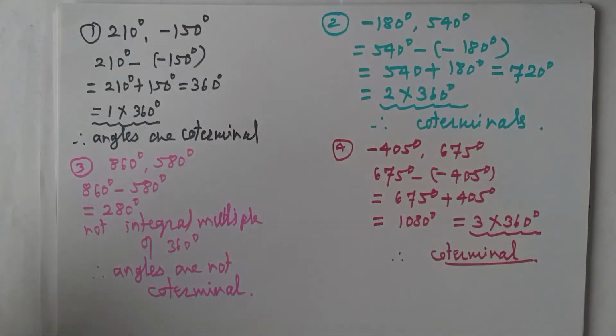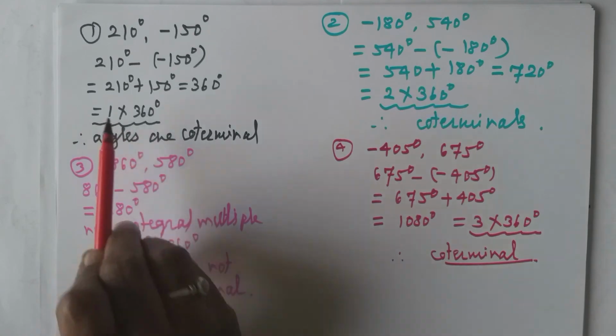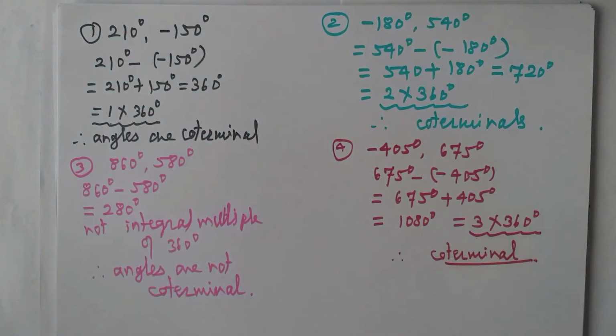In this way, whatever value of directed angle is given, you take the difference of that pair of angles, and if that difference is an integral multiple of 360, then the angles are coterminal. It may be 1 times, 2 times, 3 times, or more than that. But if the difference is not a multiple of 360 degree, then the angles are not coterminal. And see that in very few examples the difference is more than 3 times, 4 times, etc.